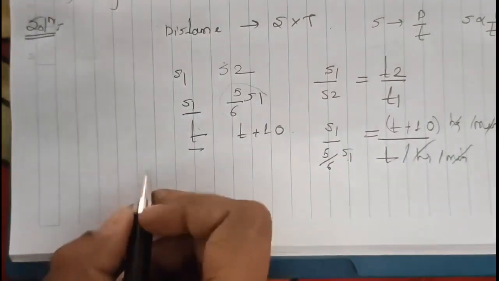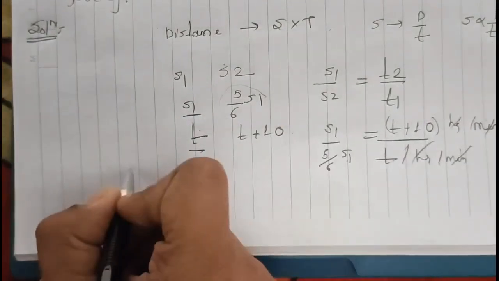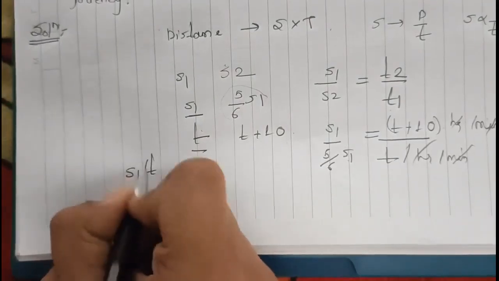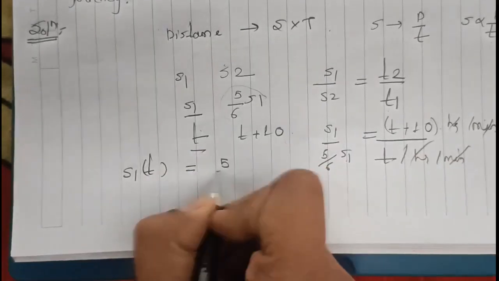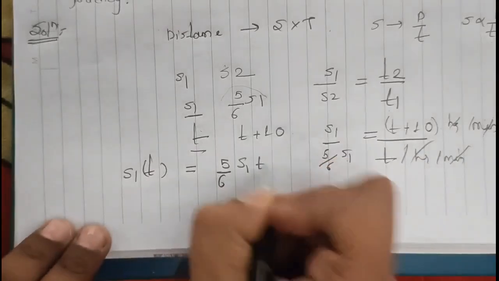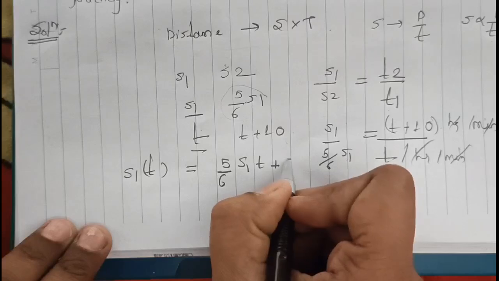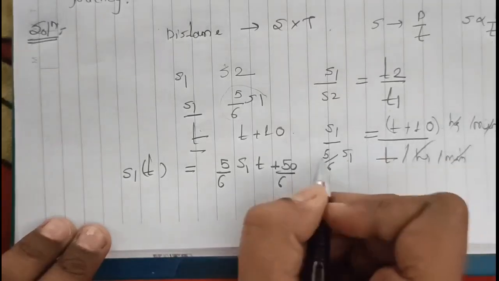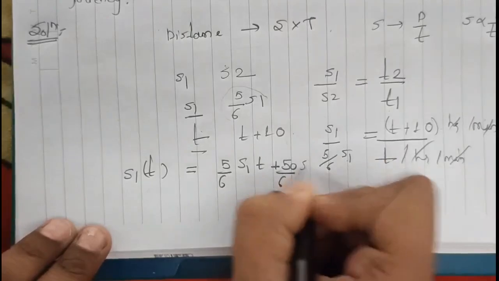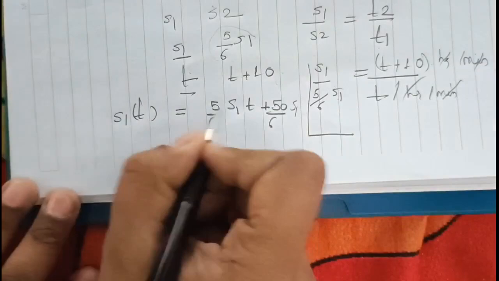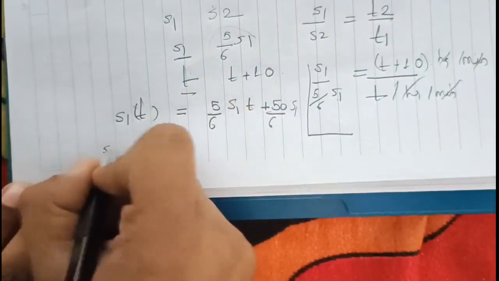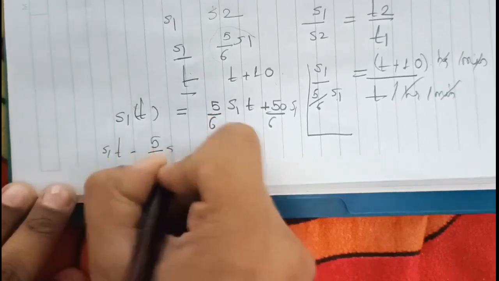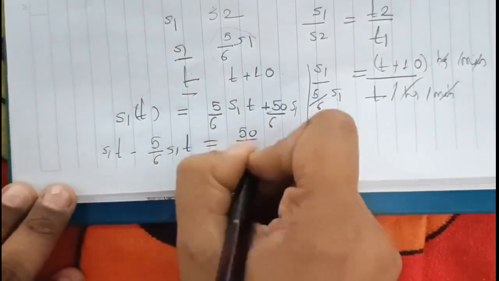Now just cross multiply this. S1 into T is equal to 5/6 S1 into T plus 10 into 5/6 S1. So this is our equation. Now by solving this equation, first of all just get these terms together, because the units are the same, S1T and S1T. So S1T minus 5/6 S1T would be equal to 50/6 S1.